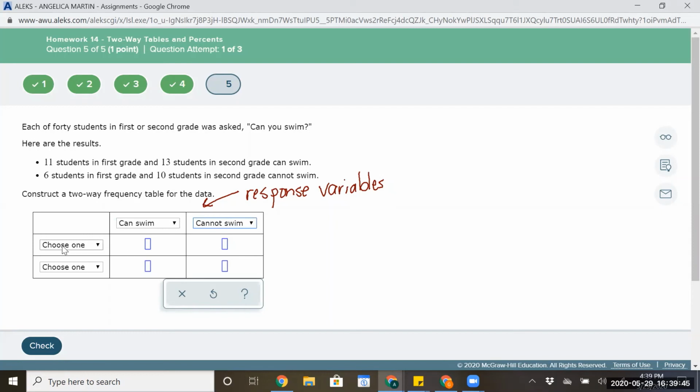And then to read my table across, obviously I'm not going to put can swim again. I'm going to go ahead and put my 1st grade participants and my 2nd grade participants. And just for your own knowledge, this side is called the explanatory variable.